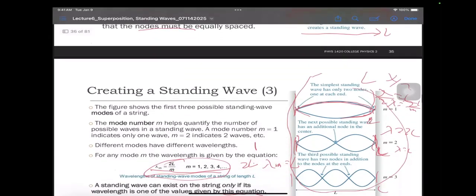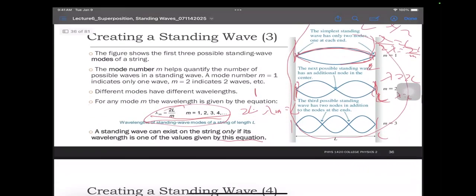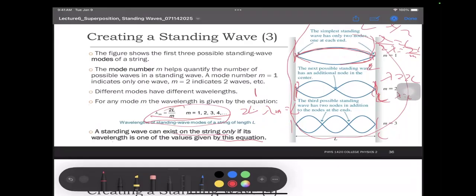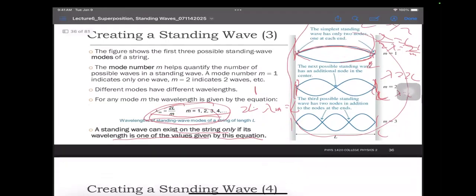So a standing wave can exist on a string only if the wavelength is one of the values given by this equation. Otherwise, there will be no standing wave. Does it make sense to you? Okay.